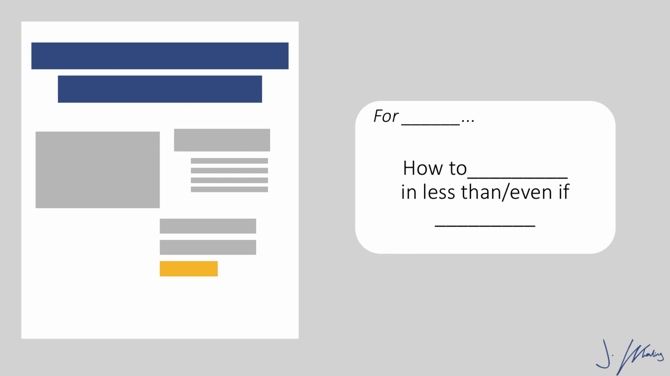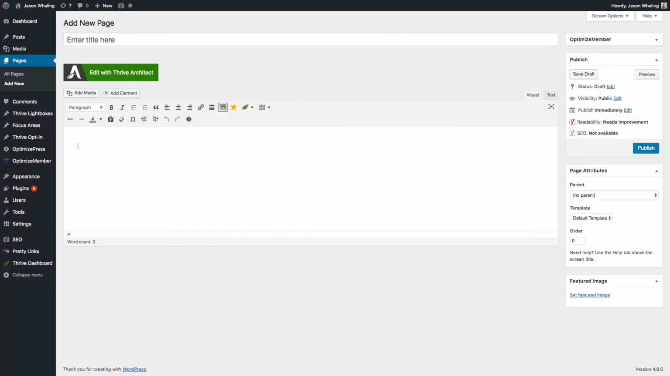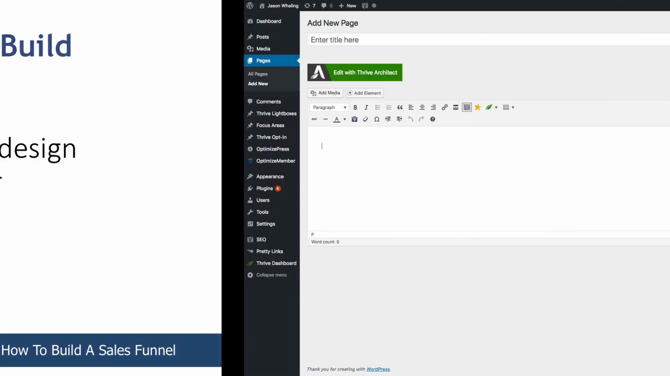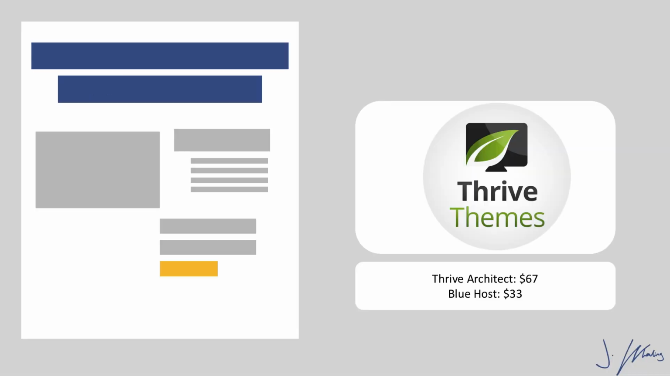So with that, it's time to actually build your landing page. You can always get more advanced later with adding bullet points and images, but here we just want to keep it really simple. So for building our landing page, what we're going to use is something called Thrive Themes, and it's Thrive Architect by Thrive Themes.